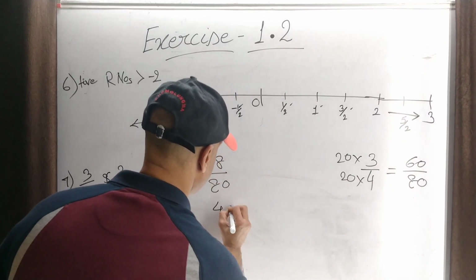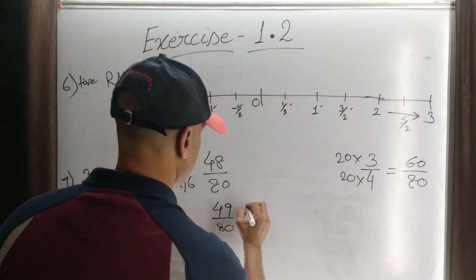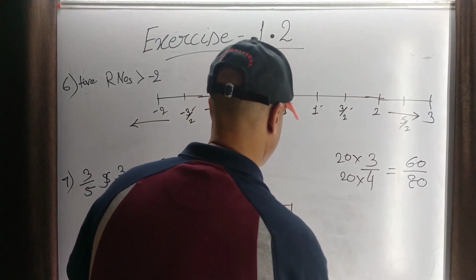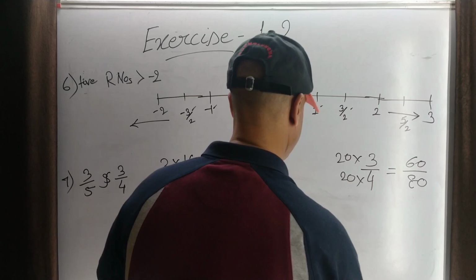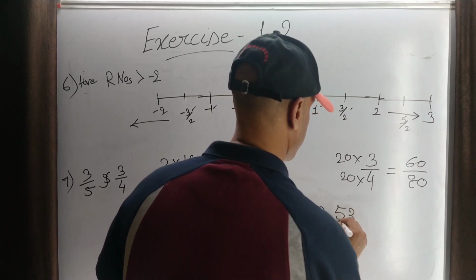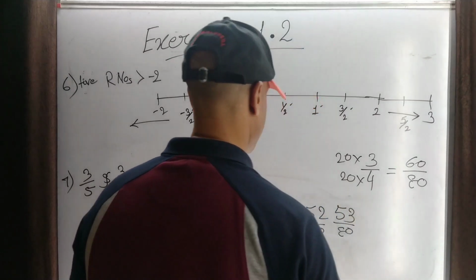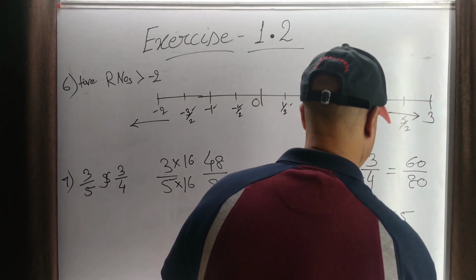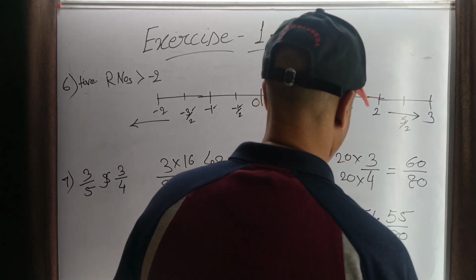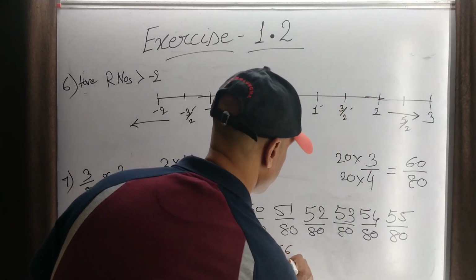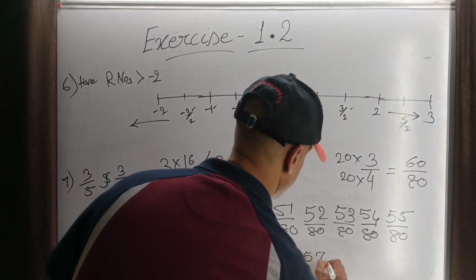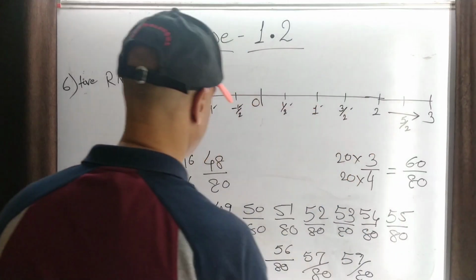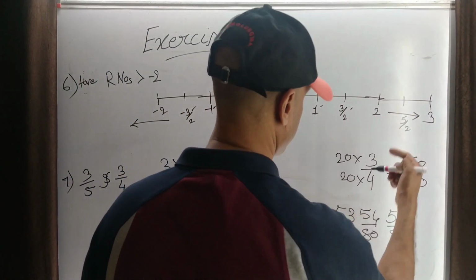So 49/80, 50/80, 51/80, 52/80, 53/80, 54/80, 55/80, and 56/80, 57/80, 59/80. How many have we got? 1, 2, 3, 4, 5, 6, 7, 8, 9, 10.